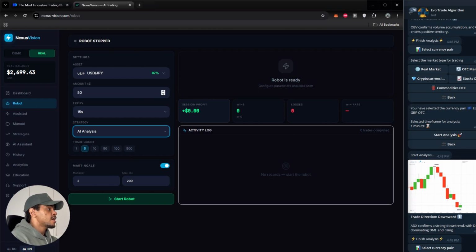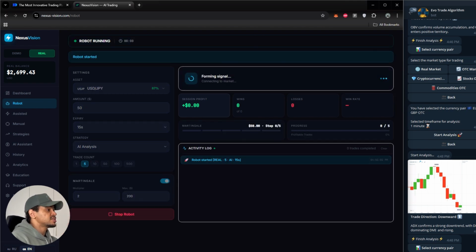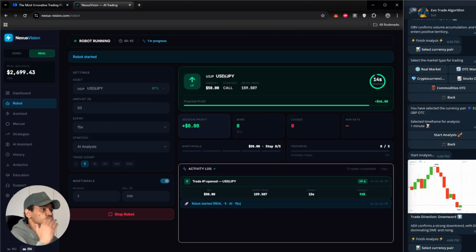So what that means, our 50 is going to multiply by 2 in case we take a loss. That means 100. And the next one, if we take a loss again, it's gonna do 200, and then it's gonna stop. So simple, I think it is. Start robot and we start executing our trades. This is how it's done. Really, you have everything right at your fingertips. I don't even have to put my fingers anywhere. You can see the trade is already being placed.